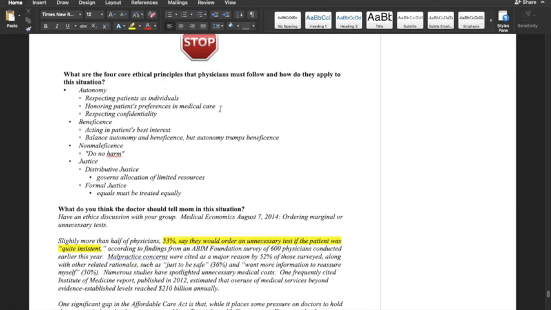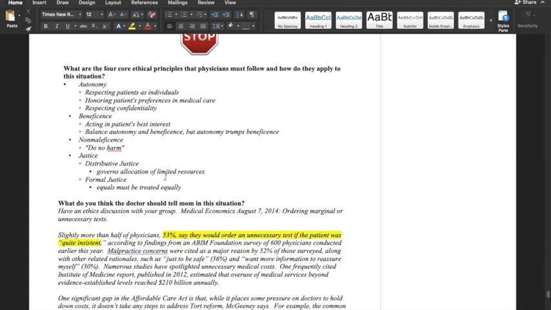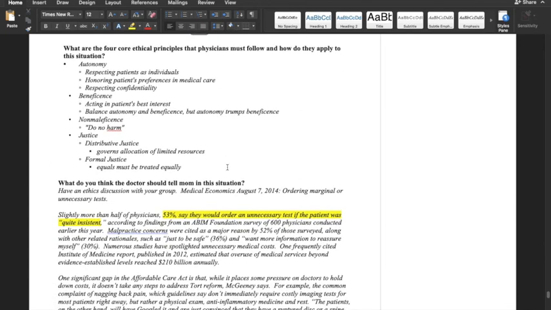We want to respect the patients as individuals. We want to honor their preferences. Beneficence, we want to act in our patient's best interest. We feel that it'd be best for the child not to have an extra set of blood cultures, and we definitely don't want to harm the patient. So non-maleficence. And moving on towards justice, with distributive justice and formal justice, thinking about allocation of resources and treating people equally. So you can use that to guide your conversation with your students.